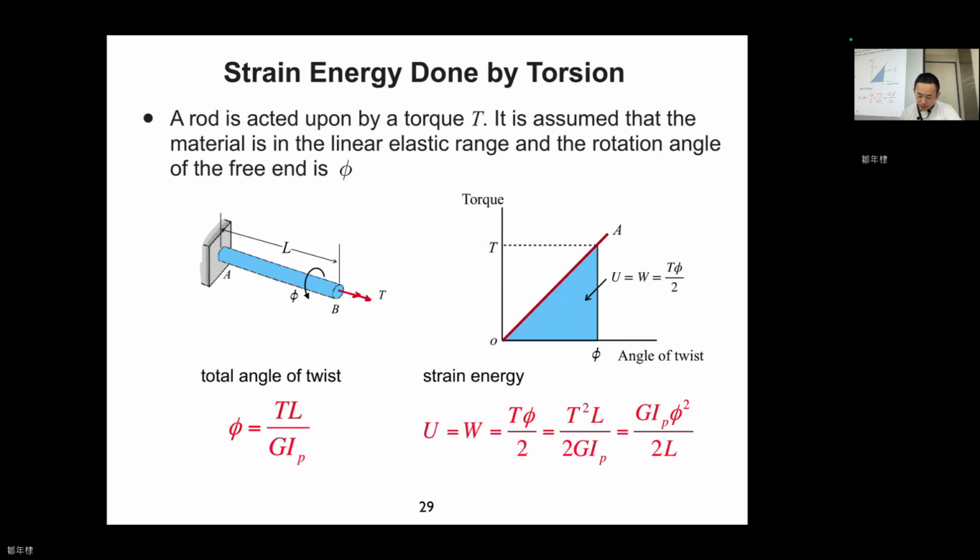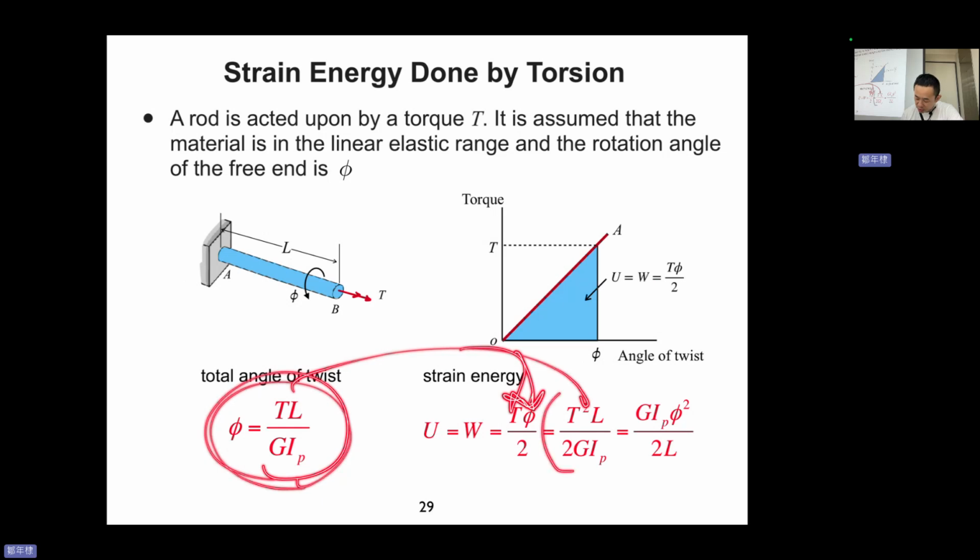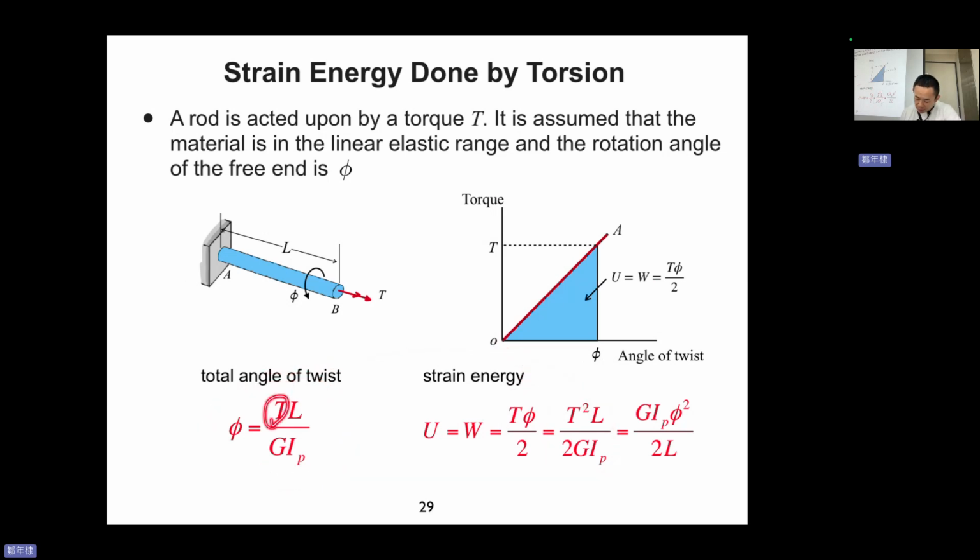Okay, and you can substitute your phi to here and get this one, or you can substitute the T here. You can get different forms of that, but you get the idea, right? Strain energy just equals the area of the torsion and angle of twist diagram. Very similar to what we learned before.